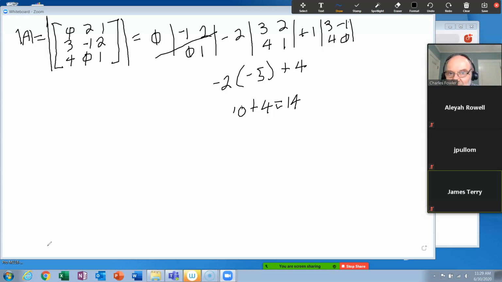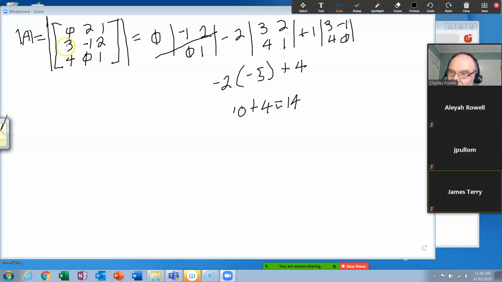Just like we discovered here, if you can pick a row or a column that has a lot of zeros in it, your whole deal is going to be much easier. So guess what? We could have chosen the first column here, not the first row, and we could do the same thing. So let's do it. That zero entry is not going to give us anything.